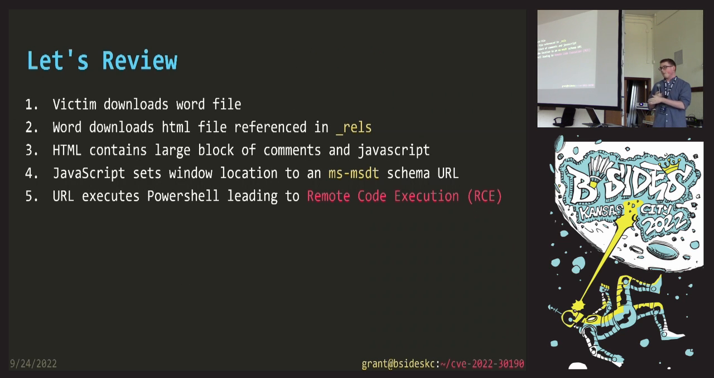So let's review real quick. How do we get to this point? The victim first downloads the malicious Word file, which contains an outside reference to an untrusted URL hosting an HTML file. This HTML file contains a large block of comments. But further down, there's some JavaScript, which sets the window.location, which is generally where you put a link, to some MSDT schema URL, again leading to remote code execution.